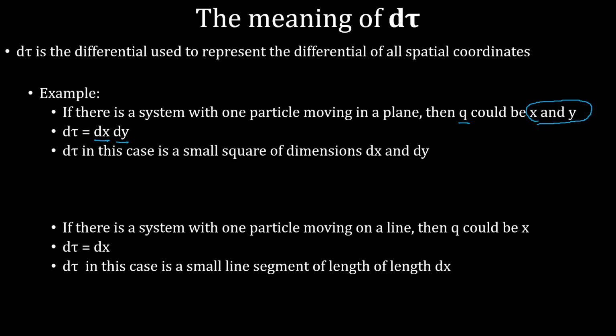As another example, if there is a system with one particle moving on a line, then Q would be x, as we said on the previous slide. Since d tau is the differential of all spatial coordinates, we would take that x and put a d in front of it and get d tau equals dx. And here, d tau in this case is a small line segment. So to draw that, if we have our line and this is our x-axis, d tau would represent this tiny little increment here, for example.